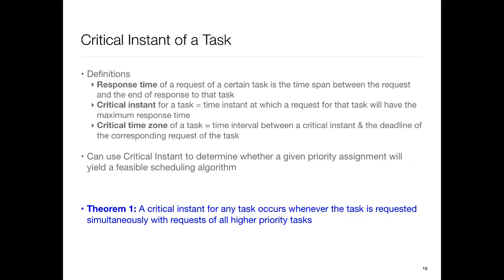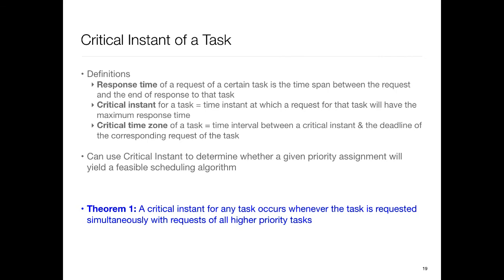Okay, so that leads to something which I already alluded to, which is: if I'm analyzing, and let's say I have a proposed priority assignment for the tasks, then how can I say whether the deadline will be missed or not, or will be met or not? And the answer is that we look under the worst case situation. And then what is the worst case situation?